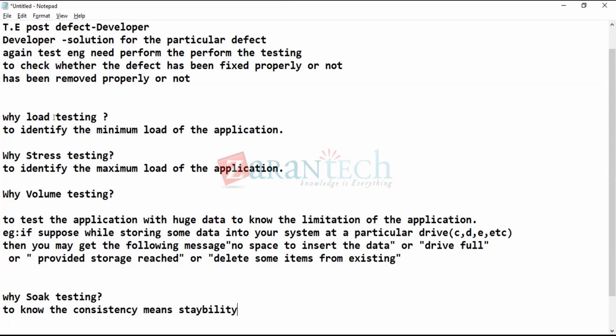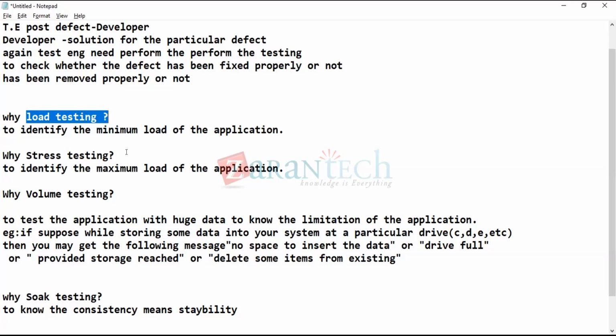From load testing, I can say your application supports 5 users. This is my minimum load. The next day, it is supporting 10 systems. The next day, again 4 systems. 5, 10, 4. Is this inconsistency or not? Yes. What is our expectation? My expectation is every day it should support the same quantity of systems or users. For that purpose only we are doing soak testing. That is called stability.